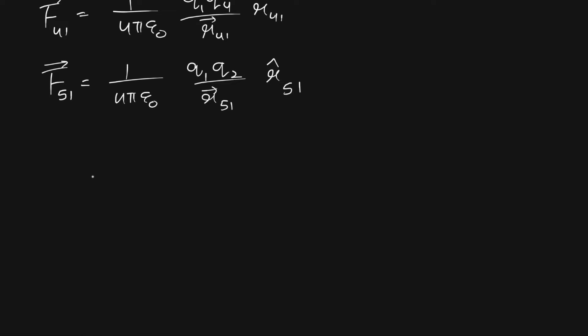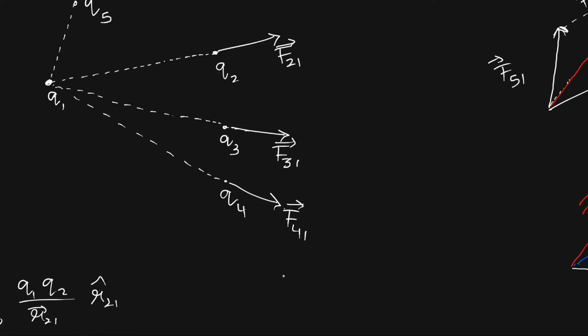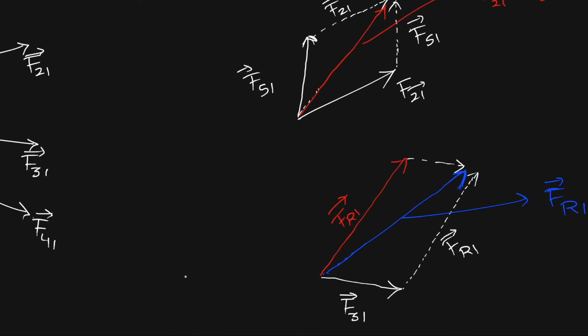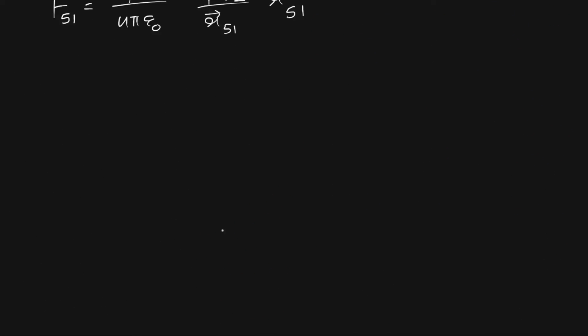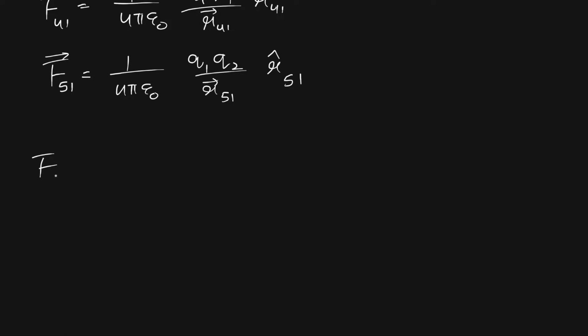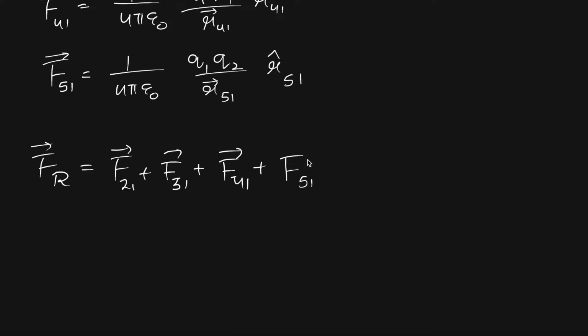Then the superposition principle says that you can add all these forces vectorially, as we have represented it in this way, and you can find the resultant. Similarly, I can write the FR resultant vector is equal to F21 vector plus F31 vector and F41 vector, and similarly F51 vector.